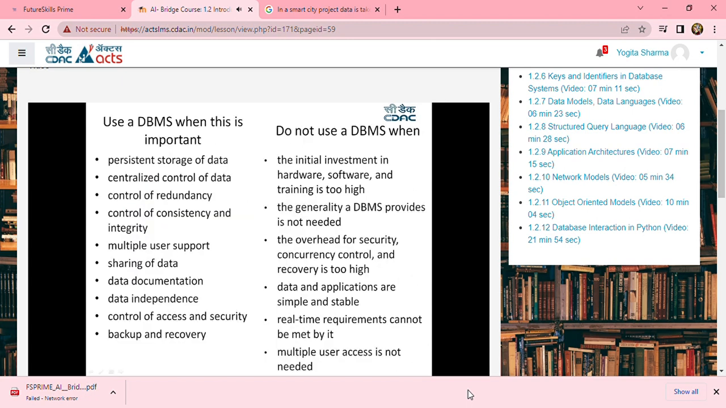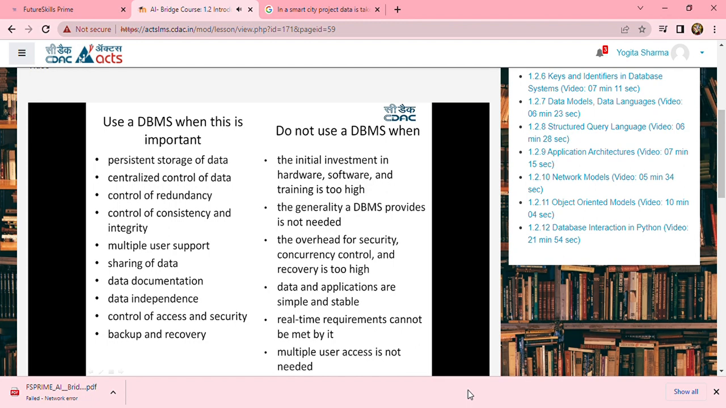Now, before understanding what data definition language and data manipulation language are, let us see when to use a database management system, when it is important, and when not to use it. Whenever you need storage of the data, use the database management system. When there is centralized control of the data, where you need to handle the data in a very centralized process, you need to use the database management system.